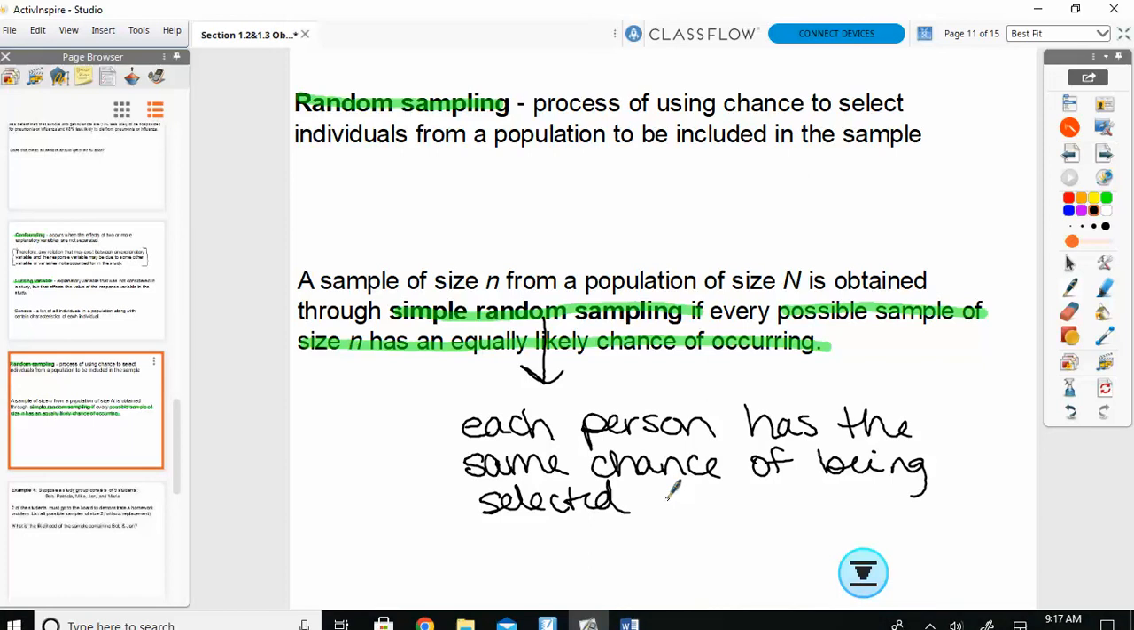When they put everybody's name on the wheel and spun for a prize, did everybody have the same chance of being selected? Yes. So that was simple random sampling. Everybody is equally likely. You have no advantage there.